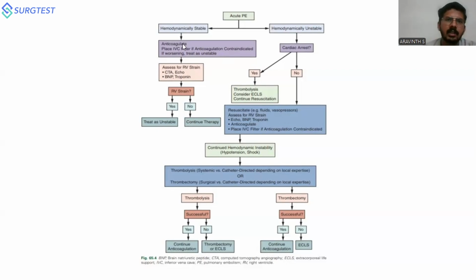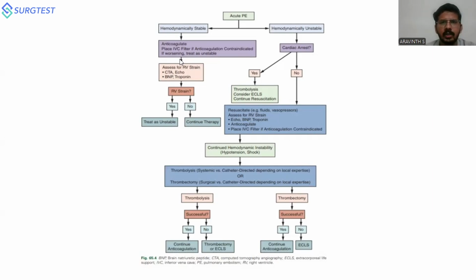Once they're stable, the initial management would be to anticoagulate. If you cannot anticoagulate them, because for many reasons they might be bleeding or could be taken up for surgery the next day, there are so many reasons, you place an IVC filter if anticoagulation is contraindicated. If worsening, then you have to switch the mode to the unstable arm.